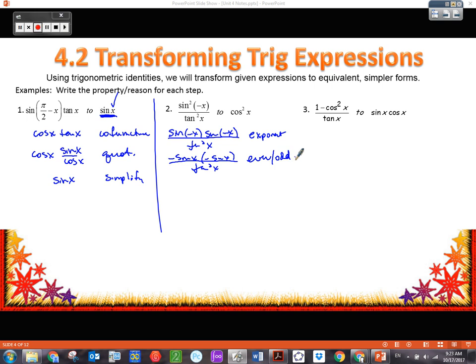Okay. So then let's just clean it up a bit. I have negative sine times negative sine, which is a positive sine squared. So I have sine squared over tangent squared. And I just multiplied. Okay, so let's just go back and see what we need. We need to have a cosine.